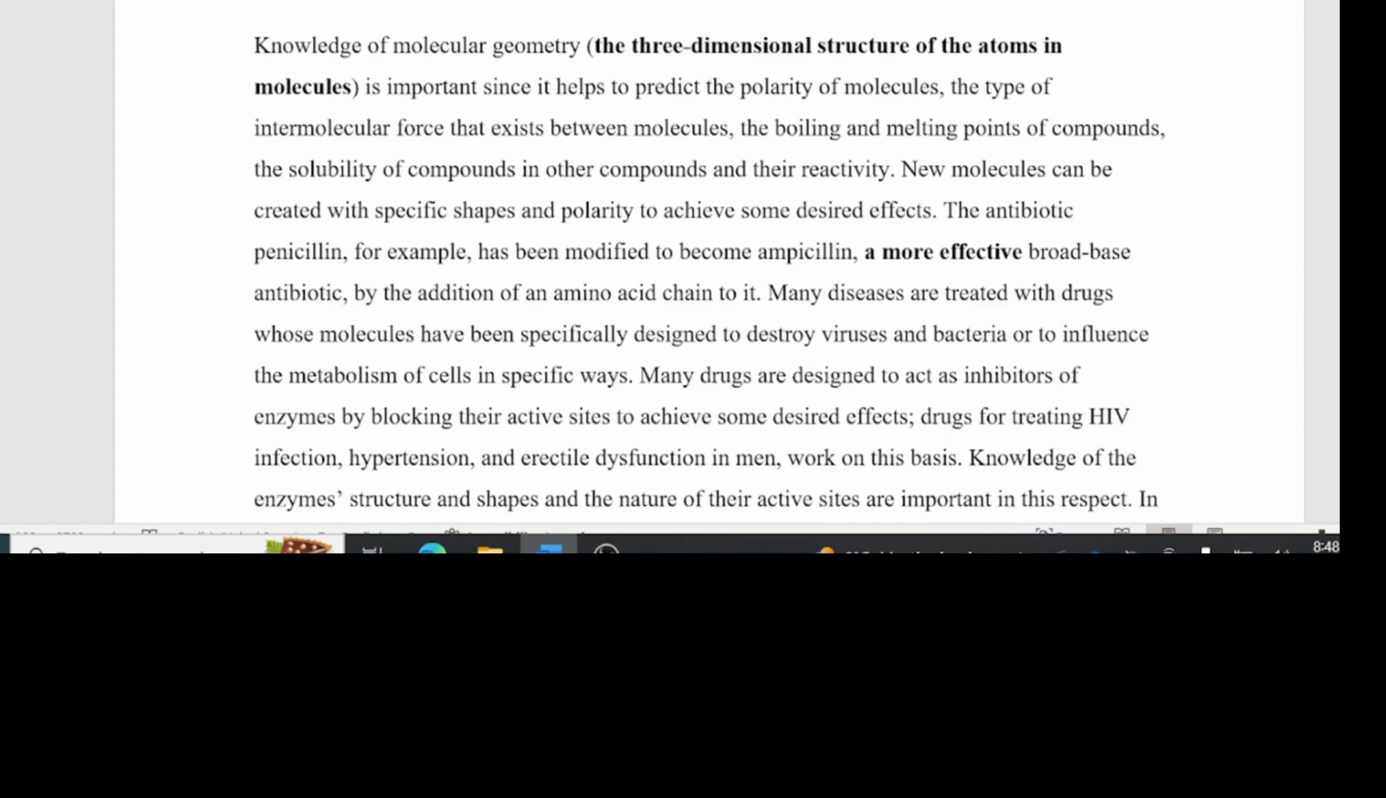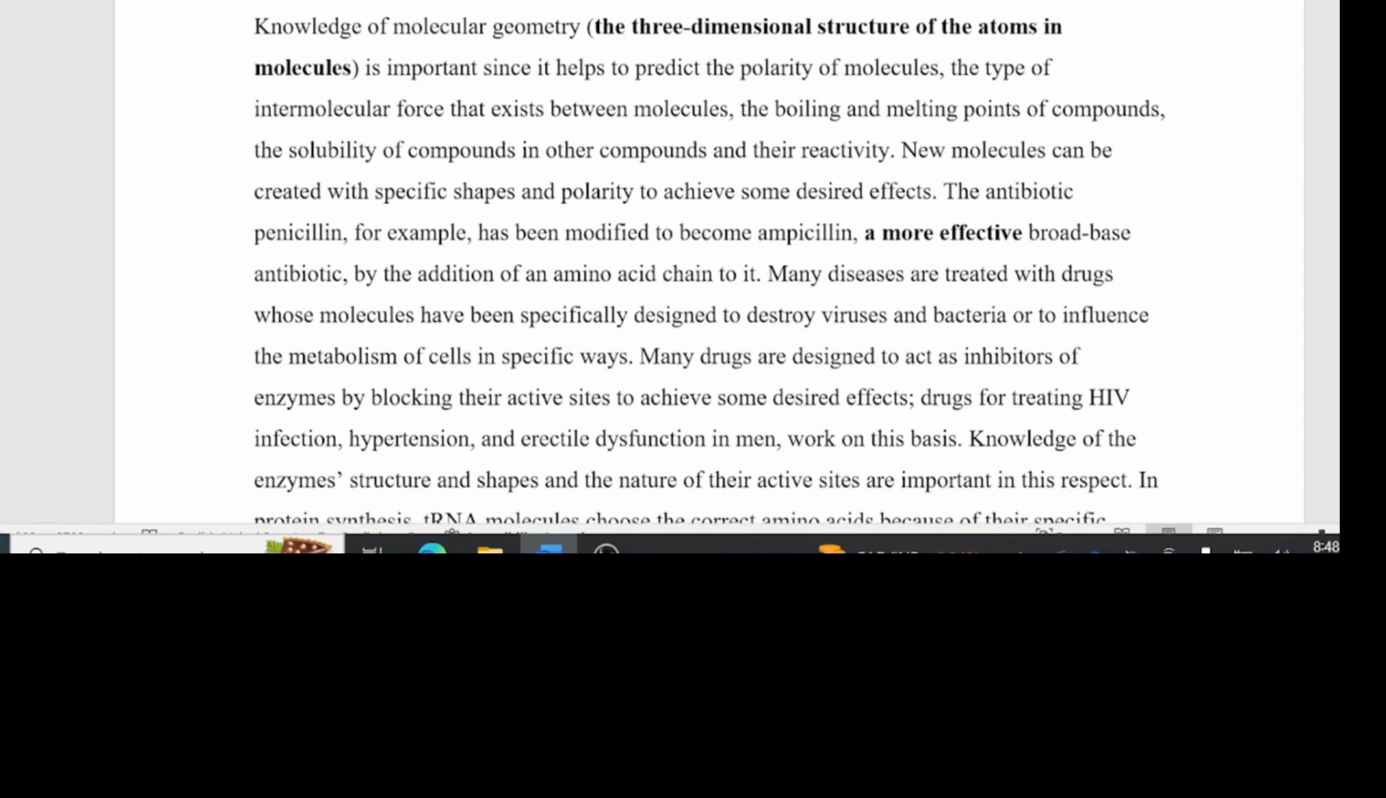Knowledge of molecular geometry, the three-dimensional structure of the atoms in molecules, is important since it helps to predict the polarity of molecules, the type of intermolecular force that exists between molecules, the boiling and melting points of compounds, the solubility of compounds in other compounds, and their reactivity. New molecules can be created with specific shapes and polarity to achieve some desired effect.